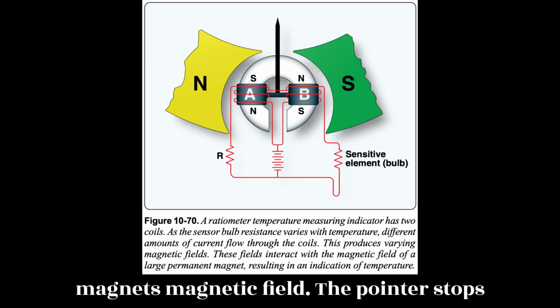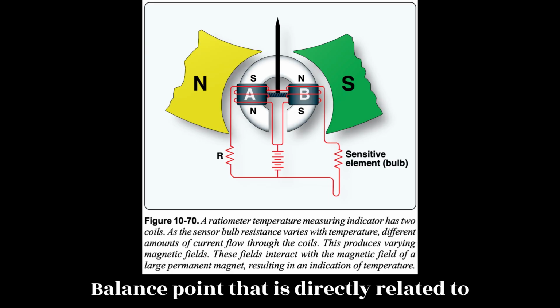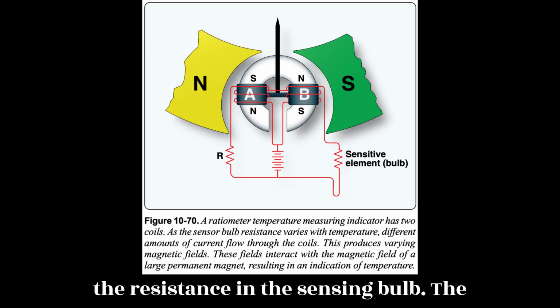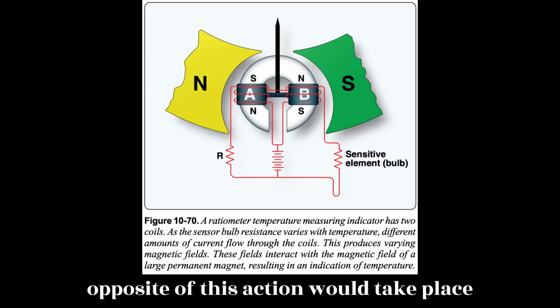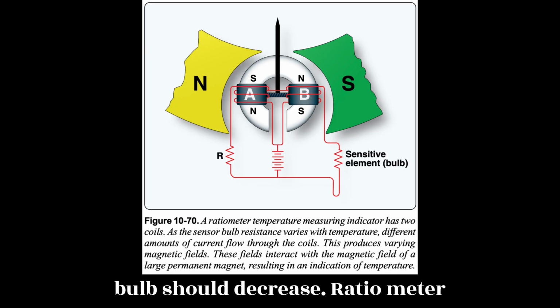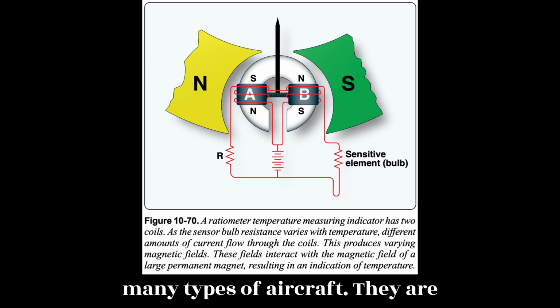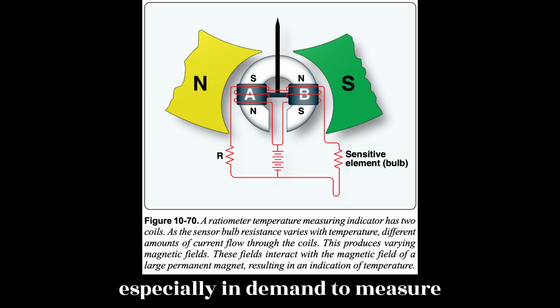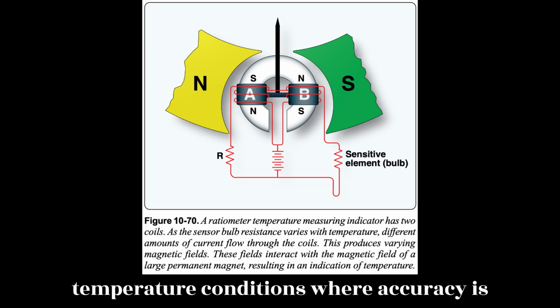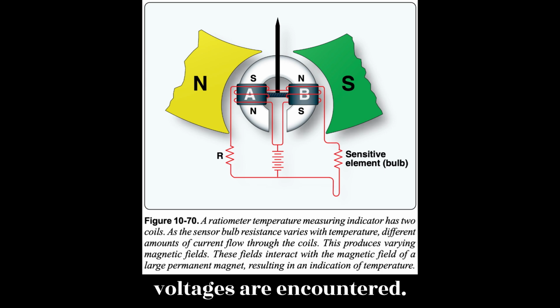The pointer stops rotating when the fields reach a new balance point that is directly related to the resistance in the sensing bulb. The opposite of this action would take place if the temperature of the heat-sensitive bulb should decrease. Ratiometer temperature measuring systems are used to measure engine oil, outside air, carburetor air, and other temperatures in many types of aircraft. They are especially in demand to measure temperature conditions where accuracy is important or large variations of supply voltages are encountered.